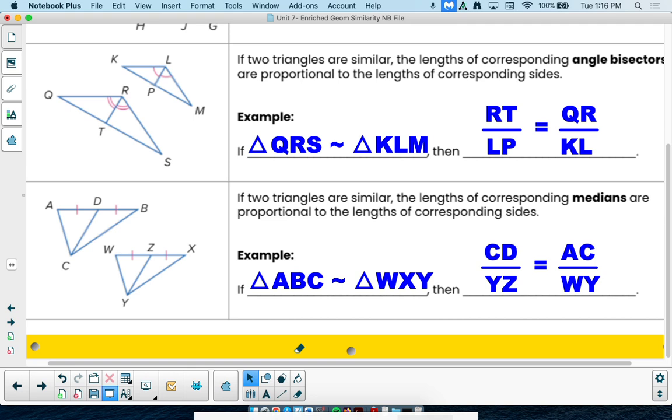How do you know that's a median? Because it's splitting an opposite side into two equal parts. Perfect. Goes to the middle.